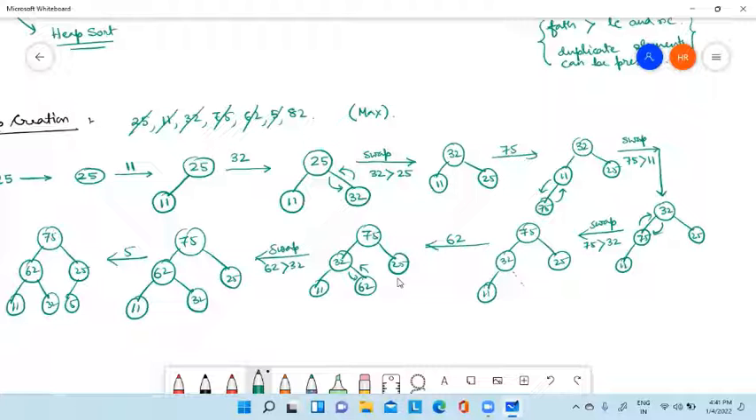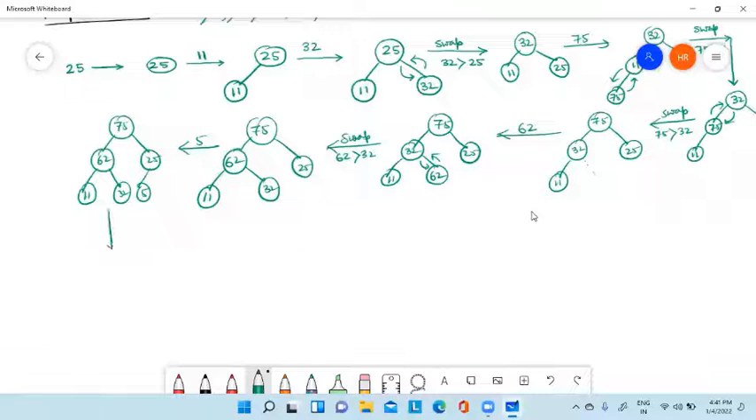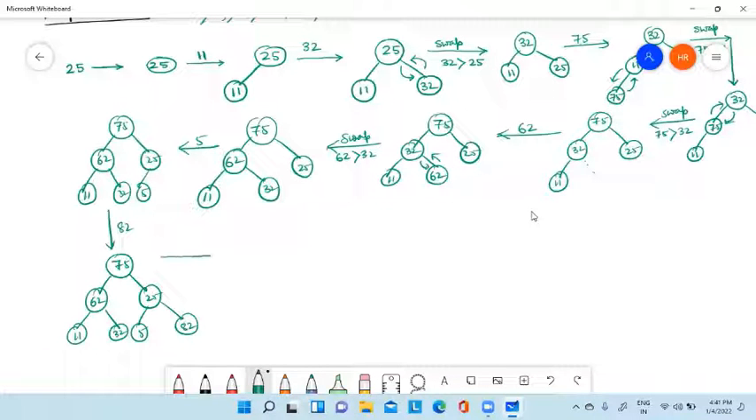Then comes the 82. When I add 82, it will be added into this position. So it becomes 75, 62, 25, 11, 32, 5, 82. Okay. Now 82 is greater than 25. So interchange. These two will be interchanged. The picture becomes 75. Okay, I'm drawing it directly.